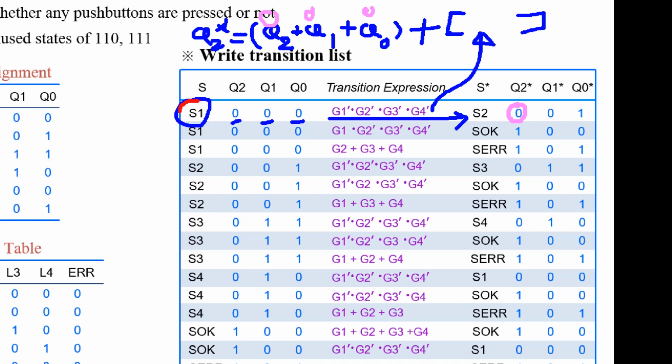If the machine is at state S1, this term is 0, right? Plus, when the clock ticks, this condition becomes true, which means this term becomes 1. When you add together, the result is 1, not 0 as you want, right? So you must invert this condition first, so it changes to 0. Now it becomes 0 plus 0, so you get 0 as you want, for Q2*.